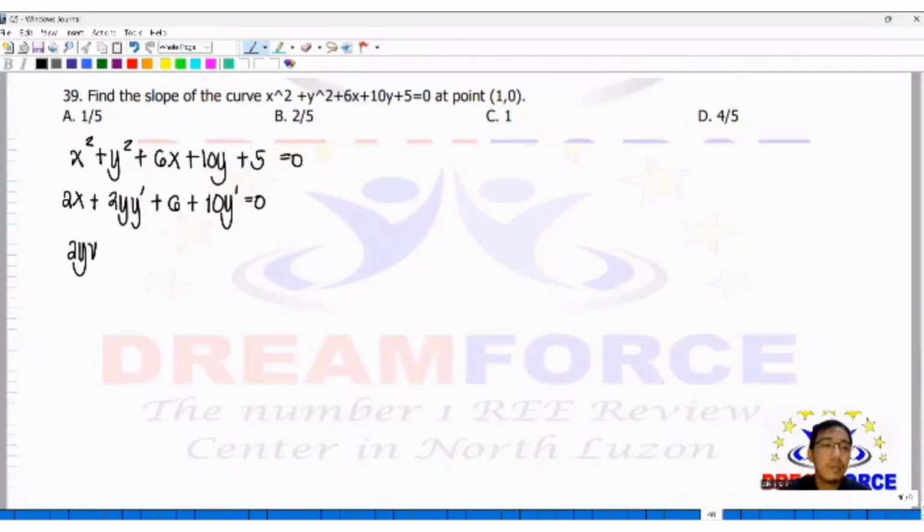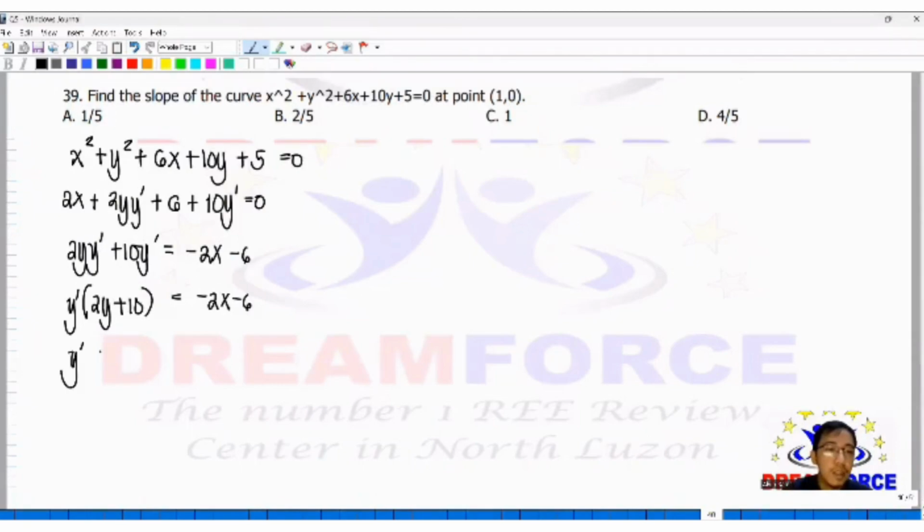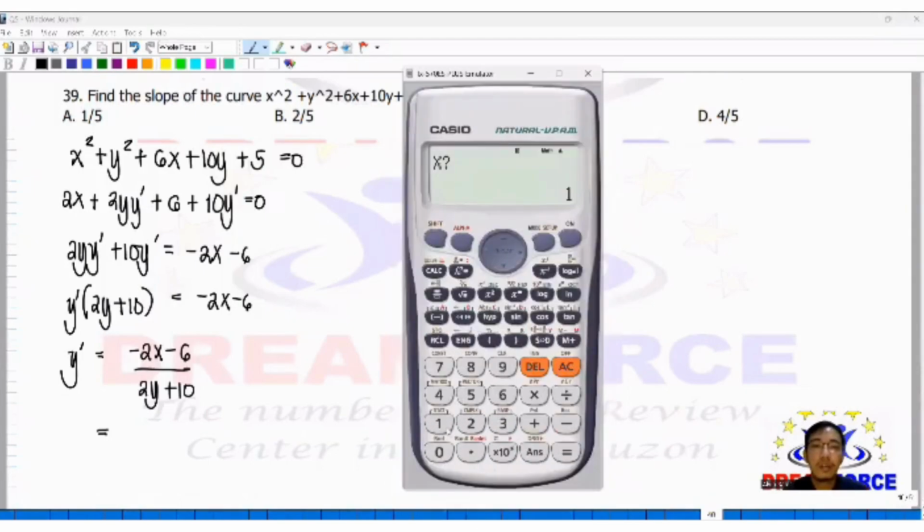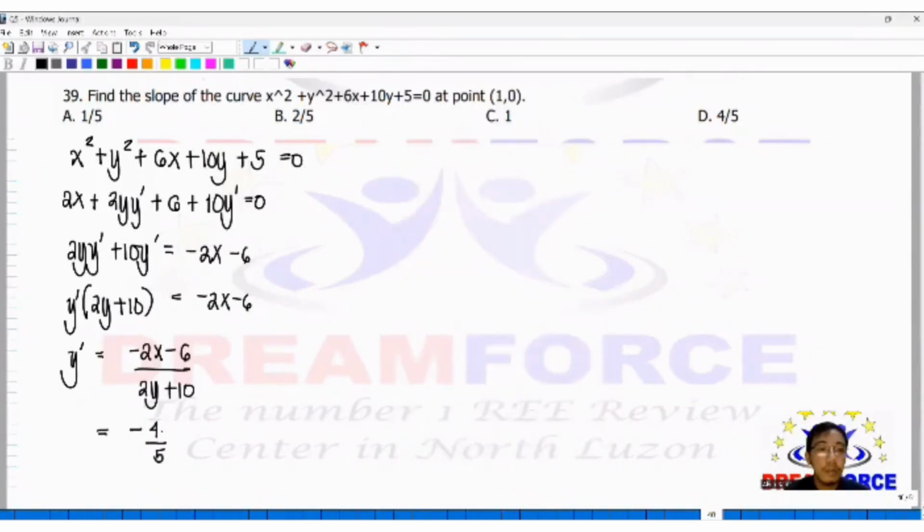Isolate lang natin yung mga y prime. Is equal to negative 2x minus 6. So y prime times 2y plus 10 is equal to negative 2x minus 6. Ito yung slope natin, that is negative 2x minus 6 over 2y plus 10. Input mo yan sa calculator. I-calc mo yan using the point given, x is equal to 1, y equals 0. So yan yung slope natin, negative 4/5.